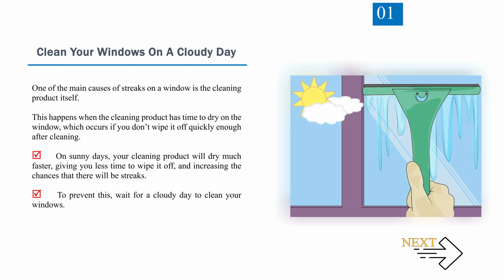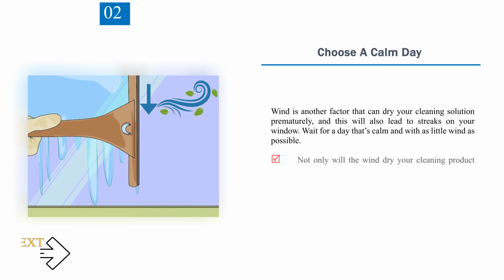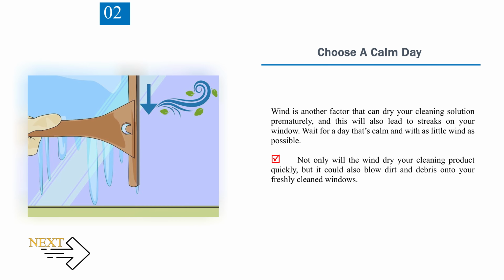windows. Number 2. Choose a calm day. Wind is another factor that can dry your cleaning solution prematurely, and this will also lead to streaks on your window. Wait for a day that's calm and with as little wind as possible. Not only will the wind dry your cleaning product quickly, but it could also blow dirt and debris onto your freshly cleaned windows.